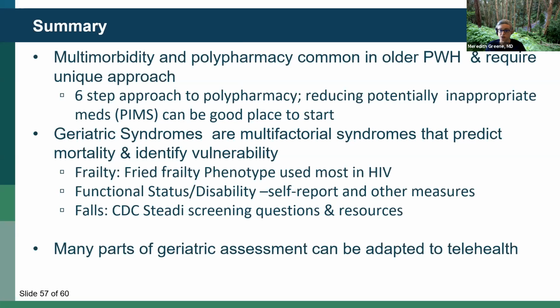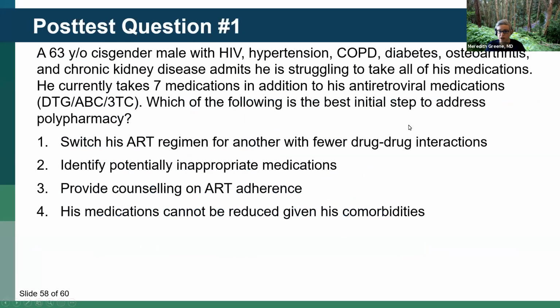We talked about frailty, with the Fried frailty phenotype being the most commonly used in HIV. Then we talked about functional status and disability, and that you can ask about ADLs and IADLs, or you can do more objective measures of functional limitations like the SPPB. And then we talked about falls screening and the CDC STEADI algorithm, those 3 screening questions, and all of the resources available on the website. Finally, we talked very briefly about how a lot of these assessments can be adapted to telehealth. So with that, I'm going to go to our post-test question.